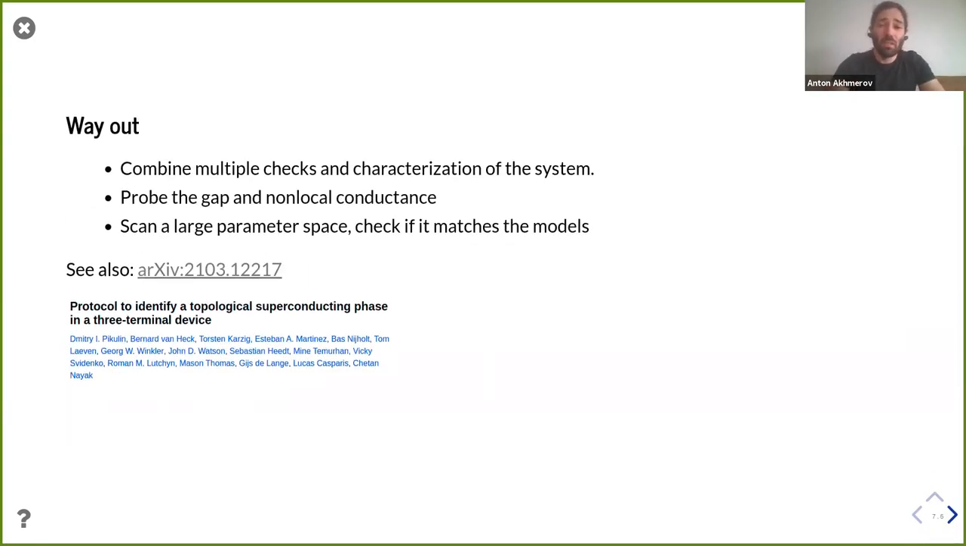Now, this is a matter of speculation, but the possible way out of this is combining multiple checks and characterizations of the system. So I think one needs to probe the superconducting gap, vary the parameters, vary non-local conductance. And one needs to decompose the system into basic building blocks so that we understand the system rather well.